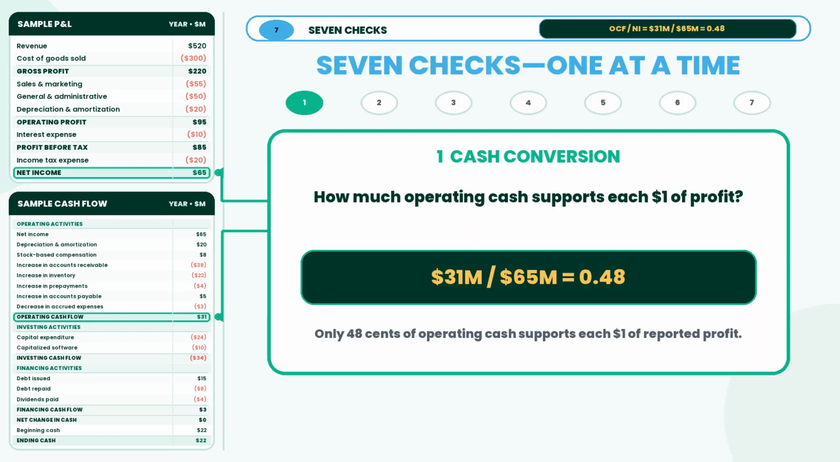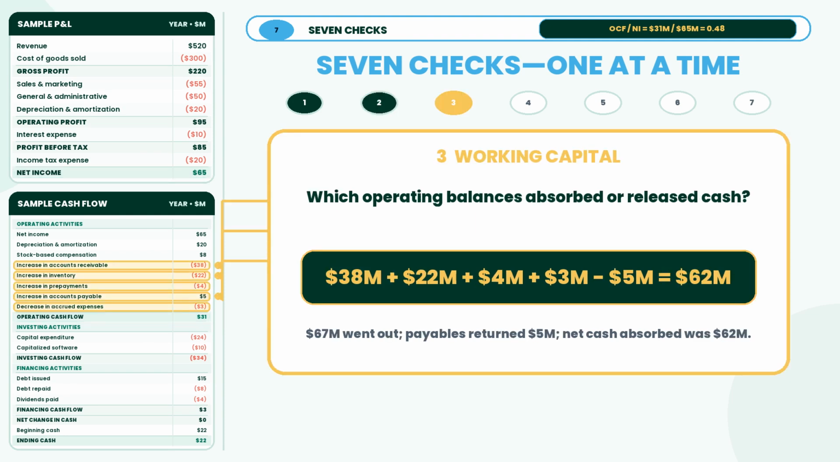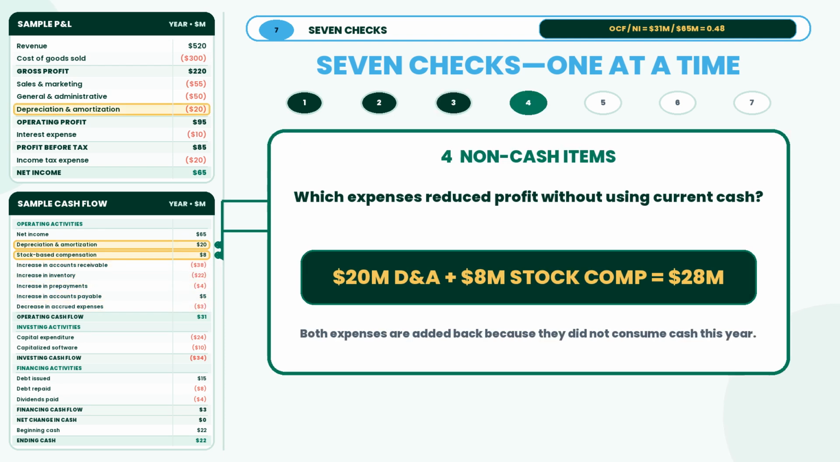Do not memorize 7 labels. Use the checks one at a time. First, cash conversion. 31 divided by 65 equals 0.48. Second, the accrual gap. 65 minus 31 equals 34 million. Third, working capital. Receivables 38, inventory 22, prepayments 4, and lower accruals 3 make 67 of cash out. Payables provide 5 of cash in. 67 minus 5 equals 62 absorbed. Fourth, non-cash items. 20 of depreciation plus 8 of stock compensation equals 28.